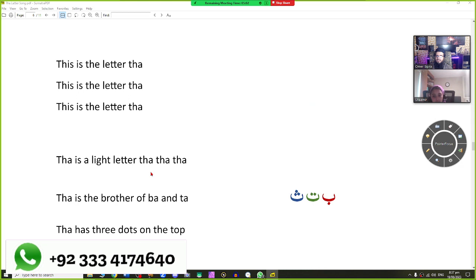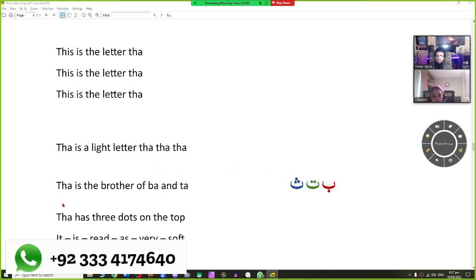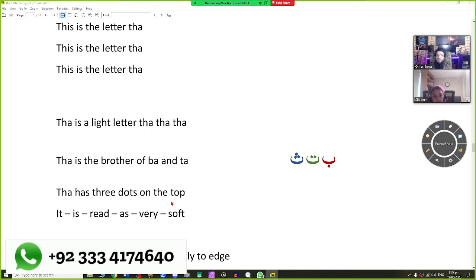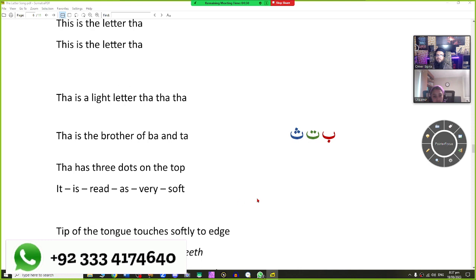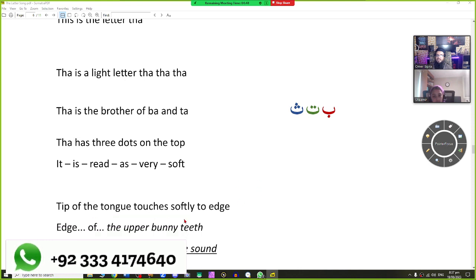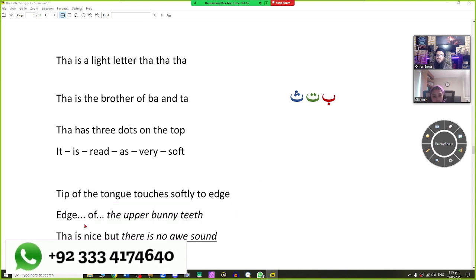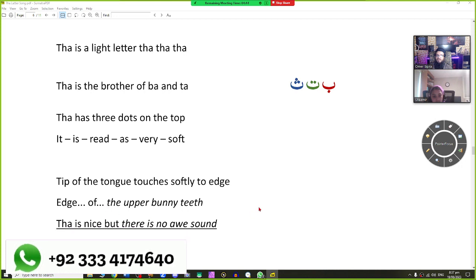Tha is a light letter. Tha, tha, tha. Tha is the brother of ba and ta. Tha has three dots on the top. It is very soft. The tip of the tongue touches softly to the edge of the upper front teeth.